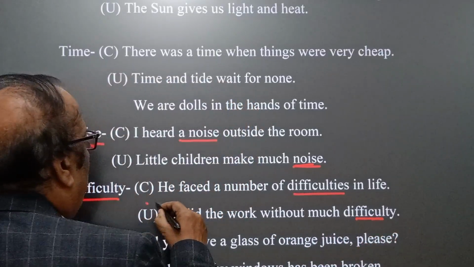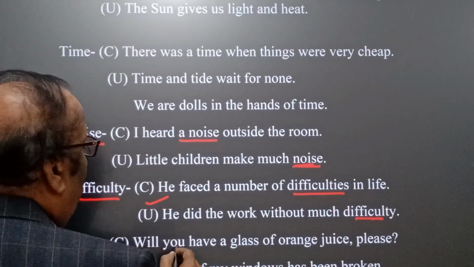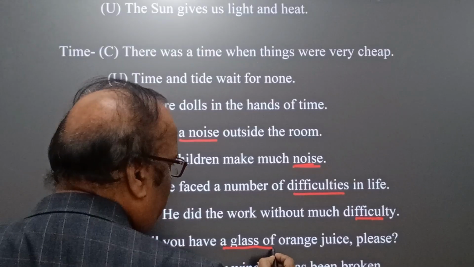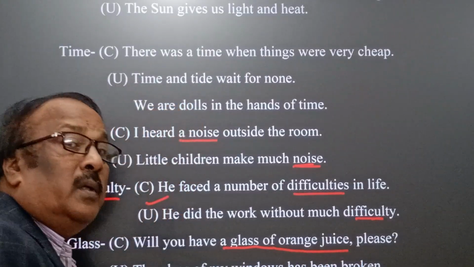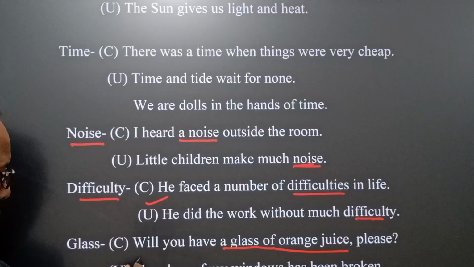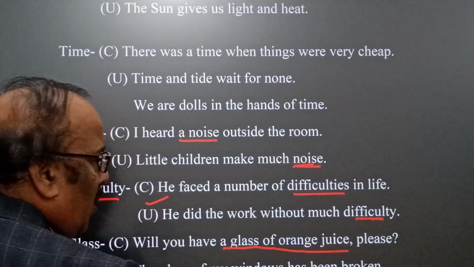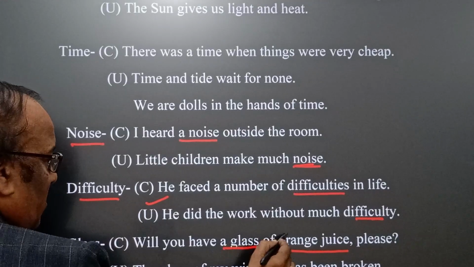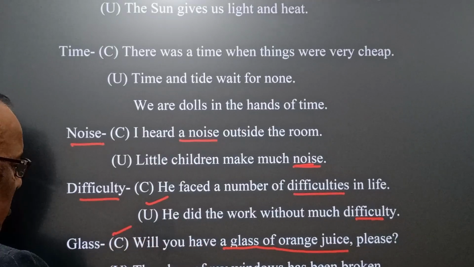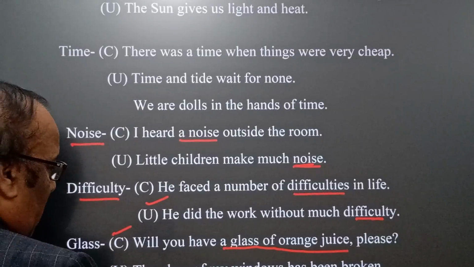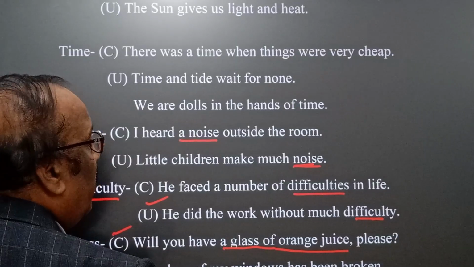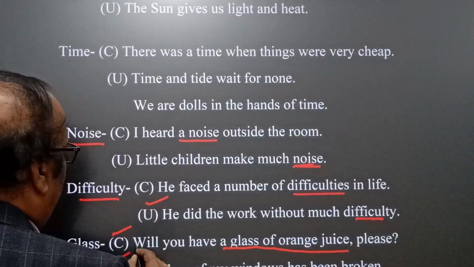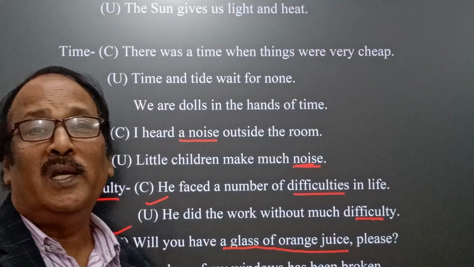Glass, countable: will you have a glass of orange juice, please? This is an informal offer. Here a glass of has been taken in countable sense. But the glass of my window has been broken. Here the glass has been taken in an uncountable sense.